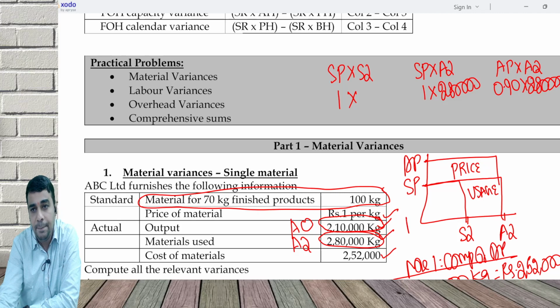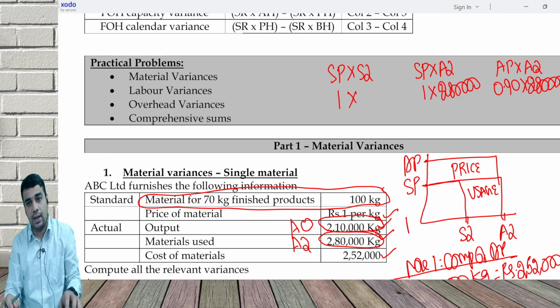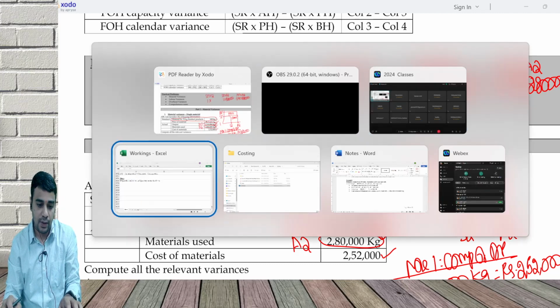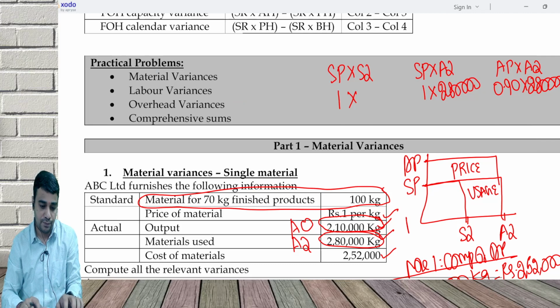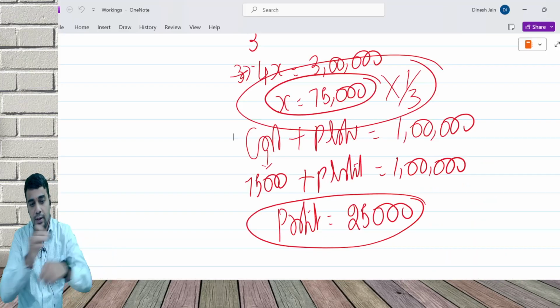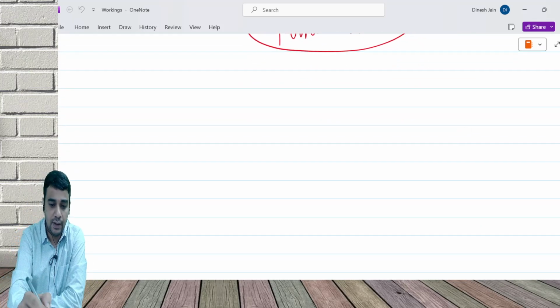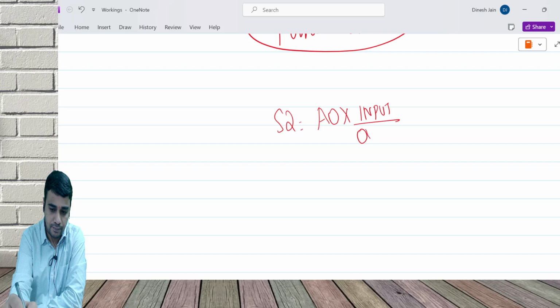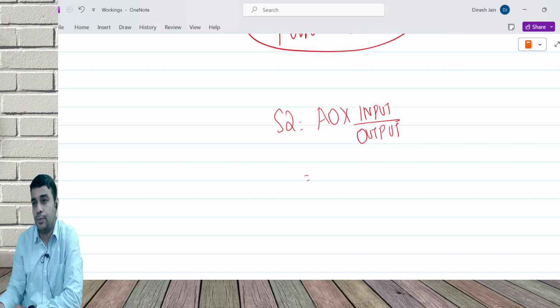2,52,000. Only place where you need to spend some time in every question is SQ calculation. That alone may take some time. That also not very tricky. Note 2, computation of SQ. SQ is equal to AO into input by output.